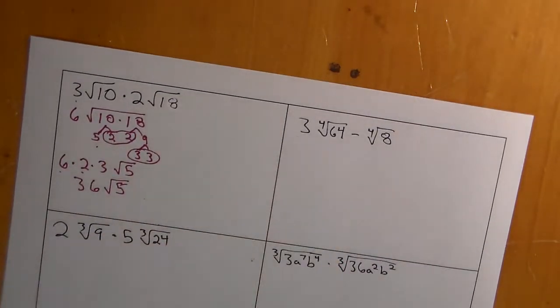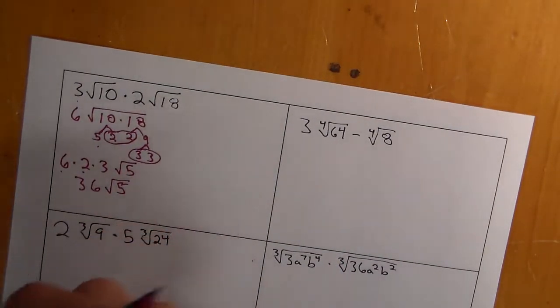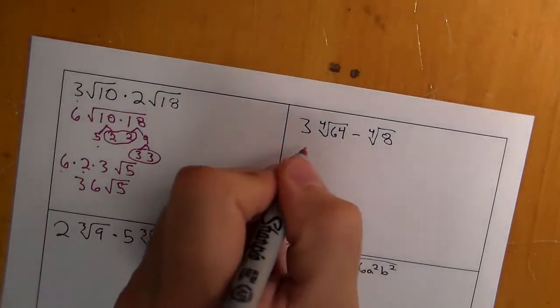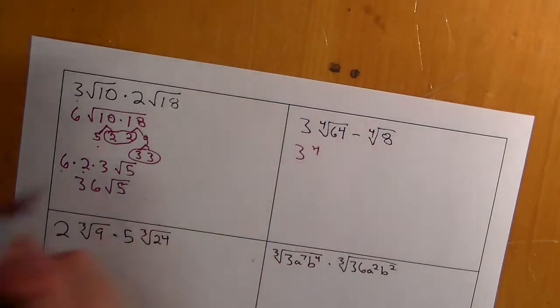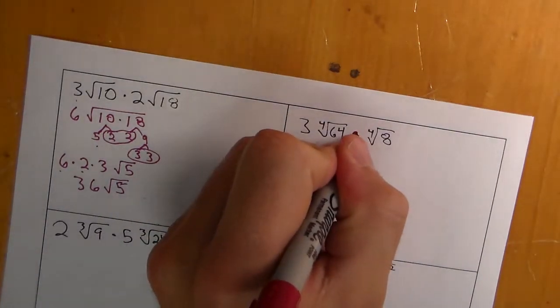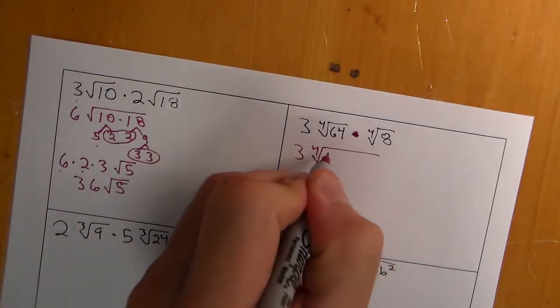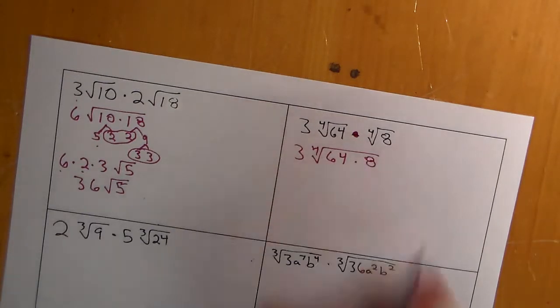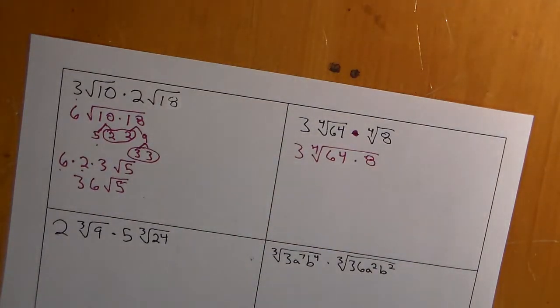Now we go to the 4th root of 64 times the 4th root of 8. Again, I'm going to put these both together. Why do I have a subtraction there? This actually should be multiplication. I'm going to put these both together and make it 64 times 8. I'm not going to multiply them because I want to take them apart.